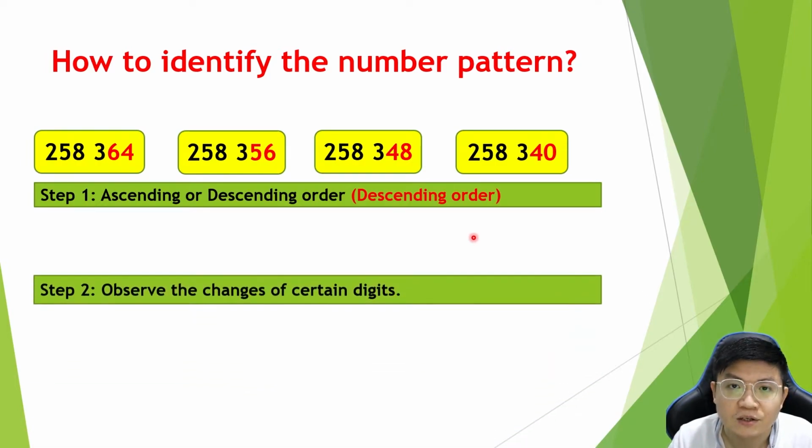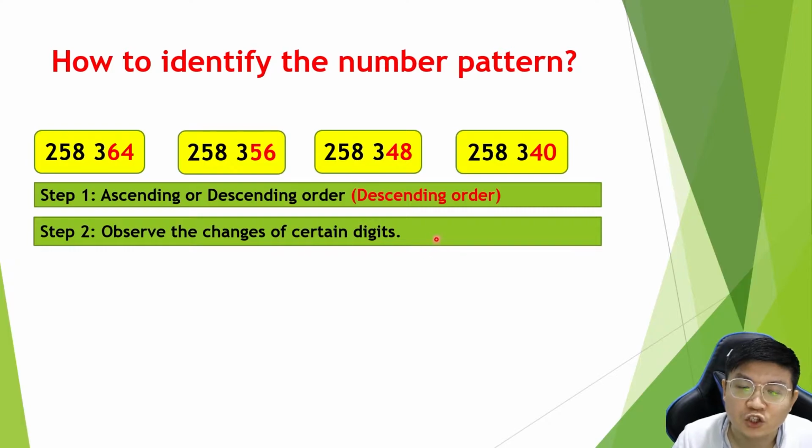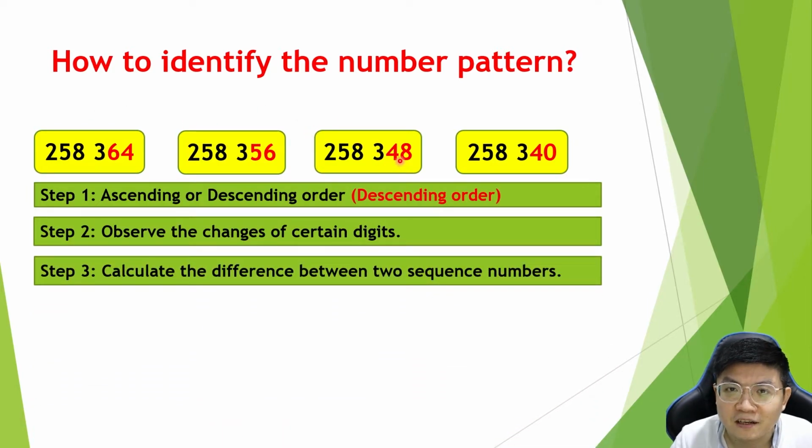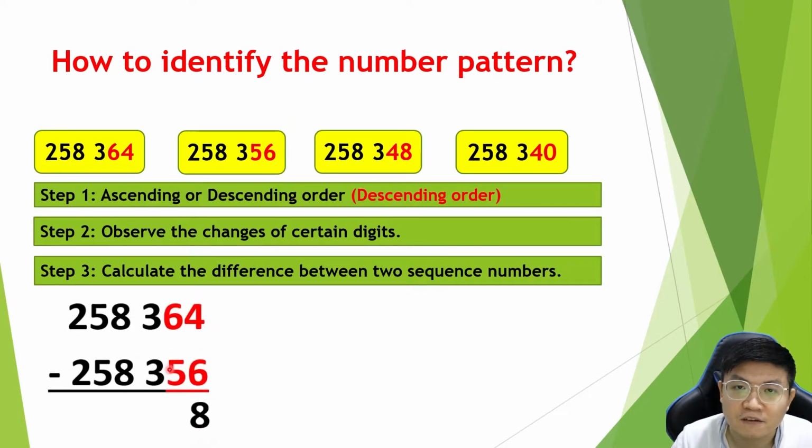Good. So second step, you observe the changes of certain digit. Now I already labeled it in red color. You can identify it also. The other remains. So the other no changes, only the red color. Okay, third one, you calculate the difference between two sequence of number. So I take the front two and I find the difference. Okay, after I find the difference, I get 8.